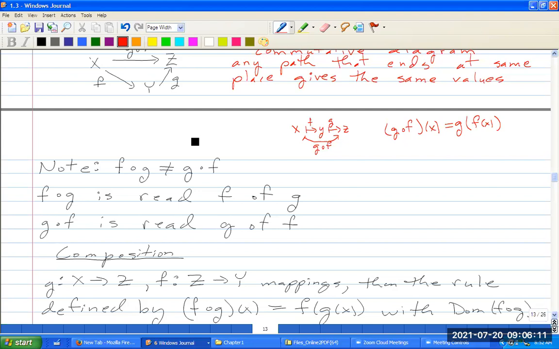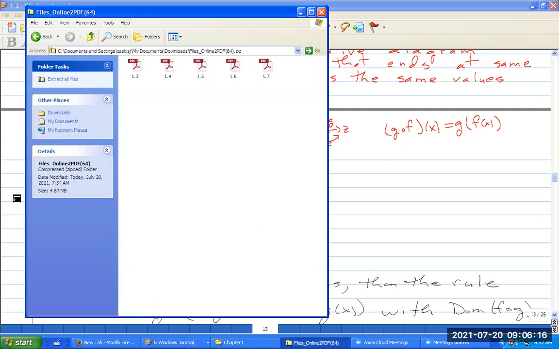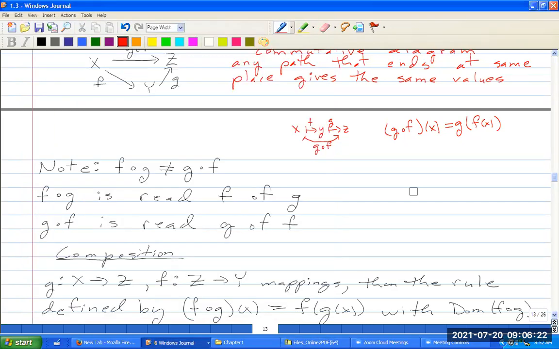So please note that F composed with G, F circle G, is read F of G. And G with this little circle F, so G circle F, is read G of F, or G composed with F.